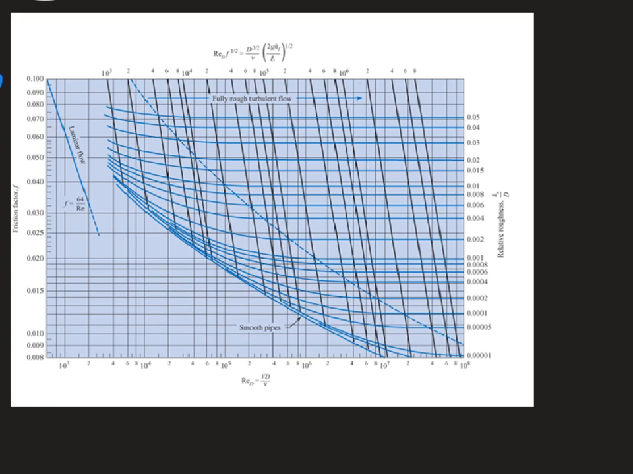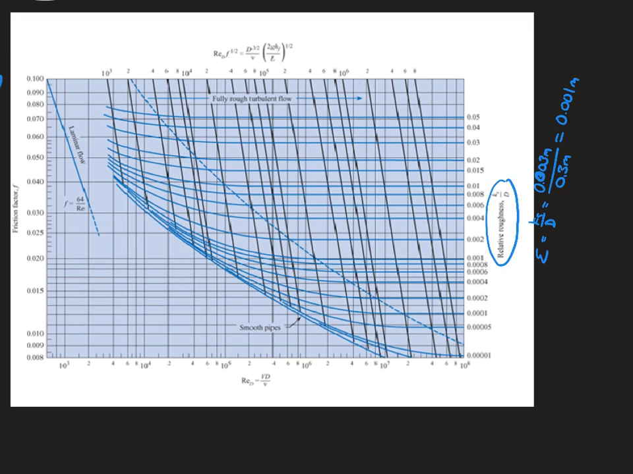The first thing is the relative roughness, this epsilon over here. Let's see if we can get at epsilon. It's Ks over D. The Ks is 0.003 meters, and the diameter is 0.3 meters. If we divide those, we get 0.01. So that's pretty helpful, right?